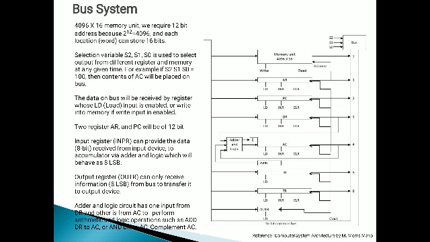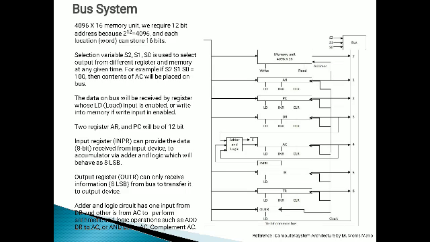Adder and logic circuit has one input from DR and other is from AC to perform arithmetic and logic operations such as add DR to AC. Add DR to AC means add the contents of data register and accumulator. The result will be placed back into the AC.